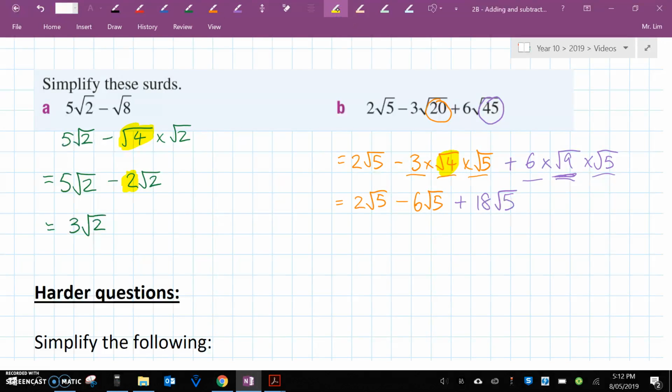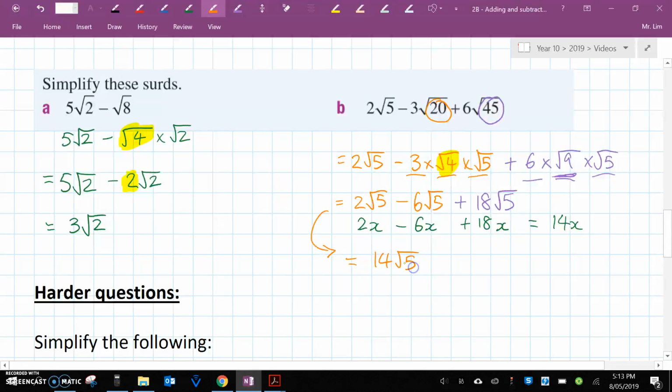So we have 2 root 5. I'm just going to do this in green, it's like saying 2x minus 6x plus 18x. Okay, it's similar to saying that. But instead of x, we're using root 5. Let me just work this one out. 2x minus 6x is minus 4x. Plus 18x is 14x. Therefore, this answer here is 14 root 5. Okay, 2 minus 6 is minus 4. Minus 4 plus 18 is 14. So we have 14 root 5.